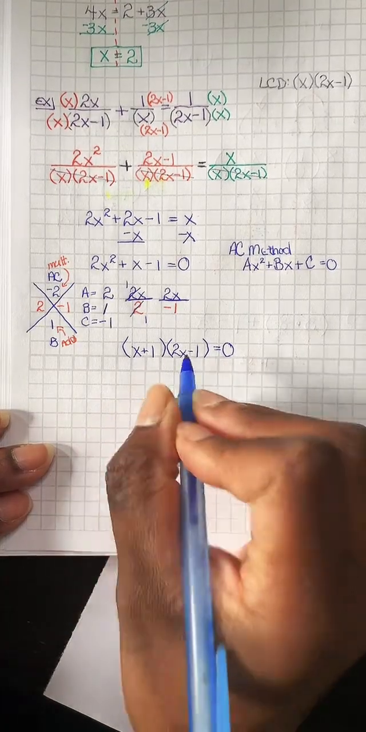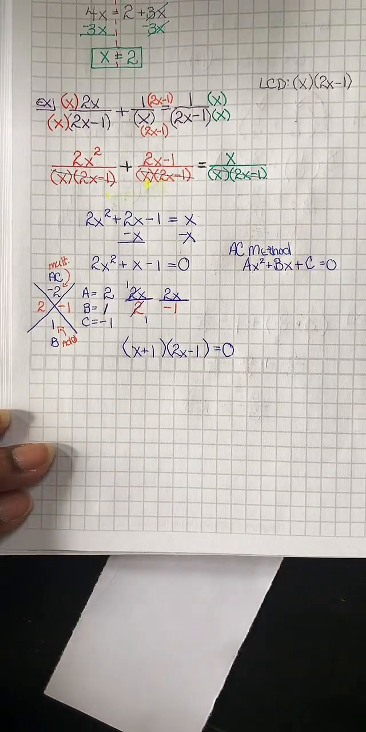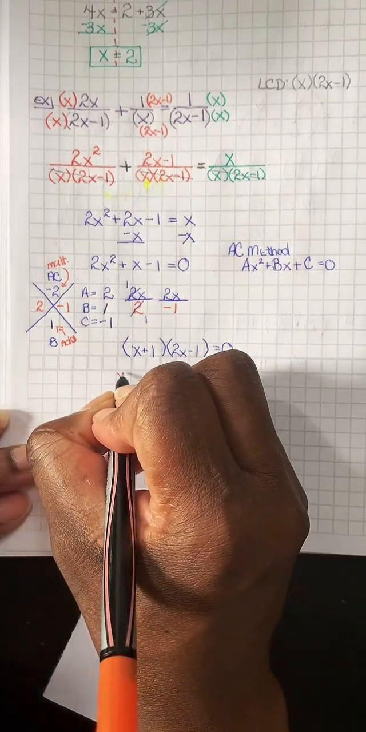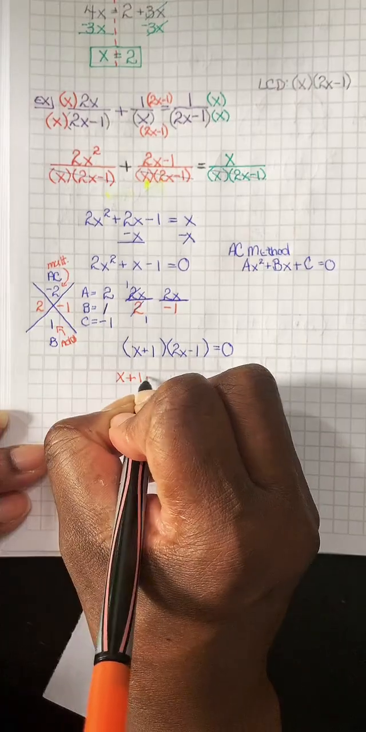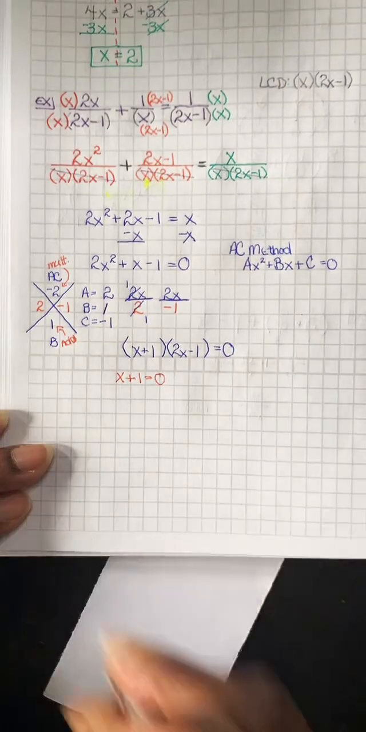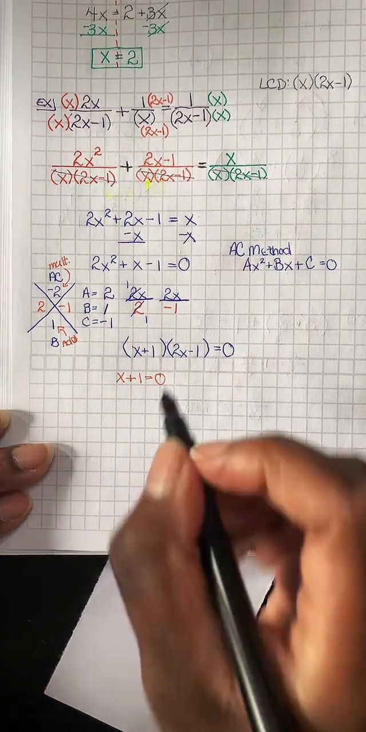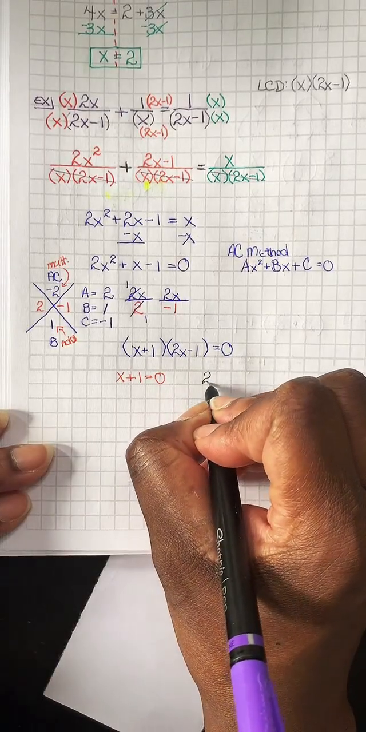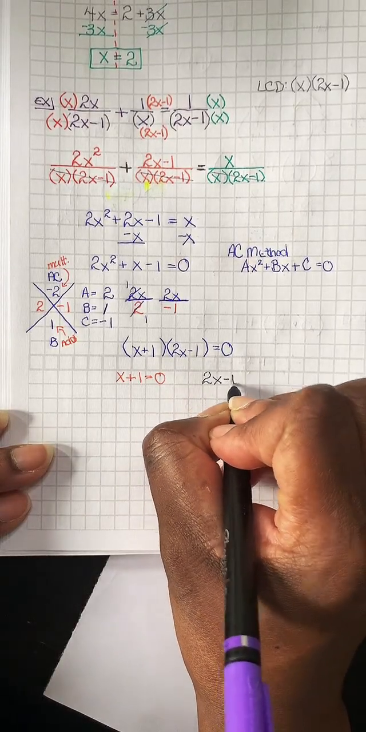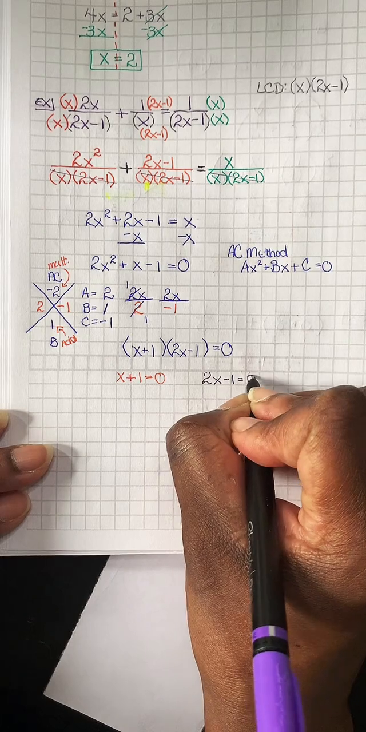So each of these parentheses can be its own equation. So you have x plus 1 equals 0, and the other one is 2x minus 1 equals 0.